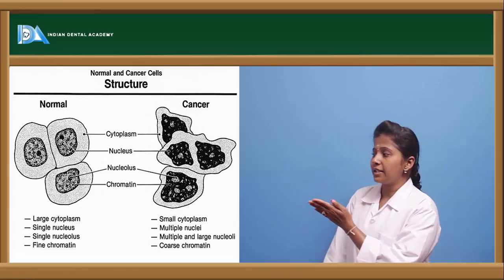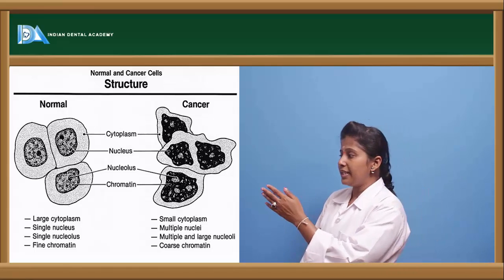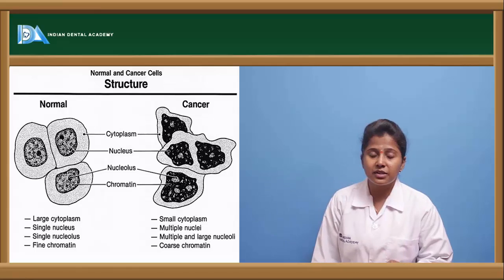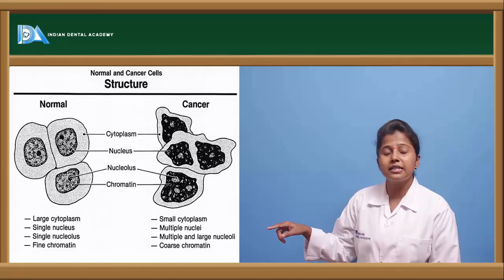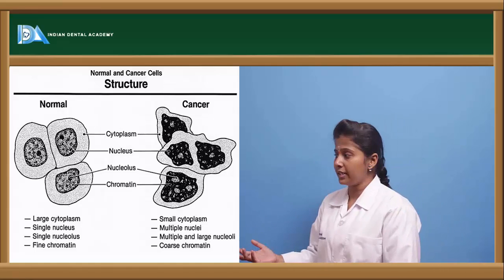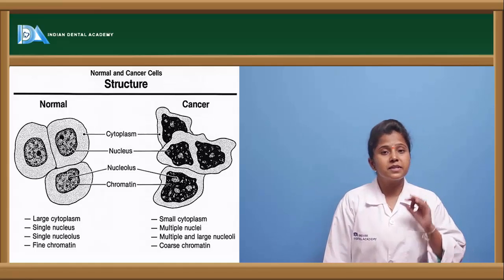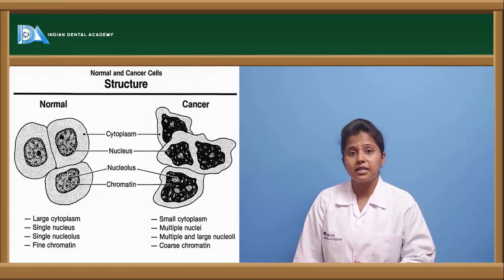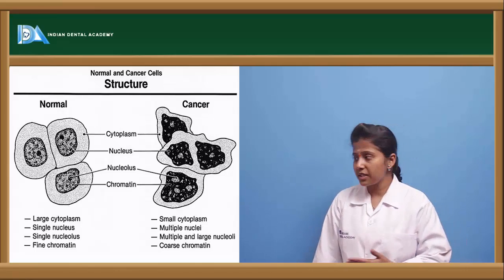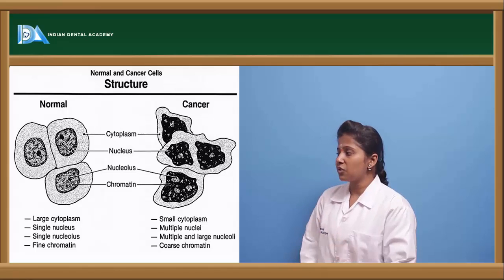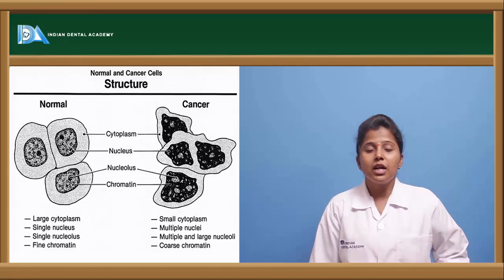Normal cells have large cytoplasm and cancer cells have very little cytoplasm. In normal cells we can observe only a single nucleus, but in the cancer cells there are more nuclei. They are multinucleated cells. The nucleolus present in the nucleus is also single, but in cancer cells multiple nucleoli are present. And if we see the chromatin fibers, normal cells have fine chromatin fibers, and here the chromatin fibers are coarse.